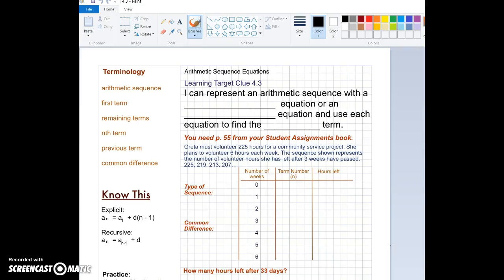I'm going to warn you that this is definitely going to take 2 videos just because it's too much information. But let's get started. We're on clue 3, and this is case 4.